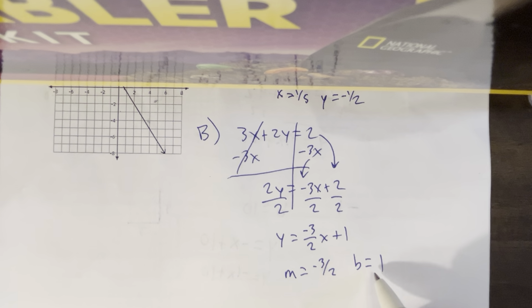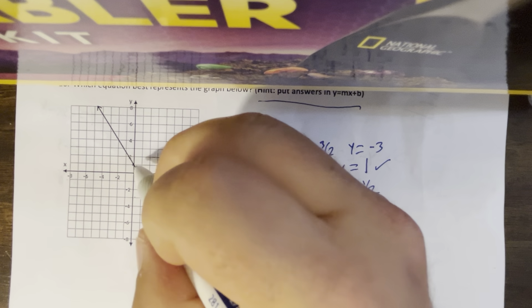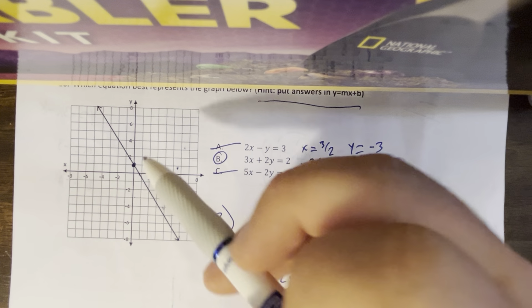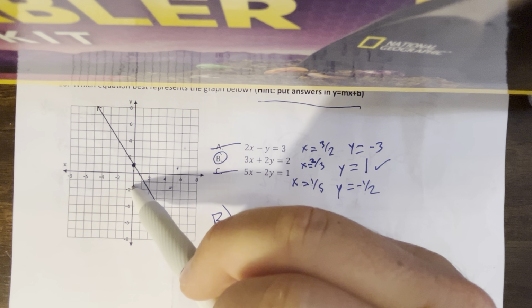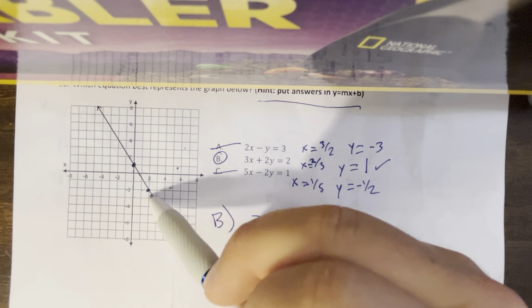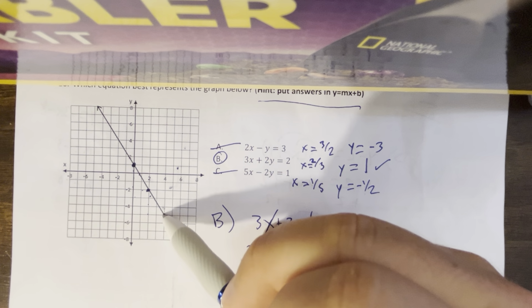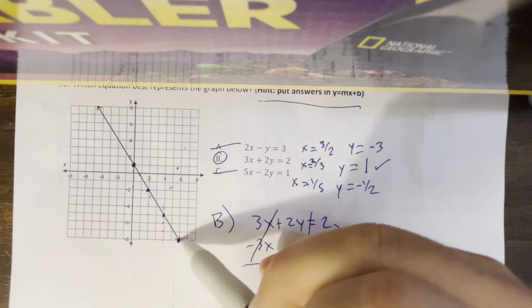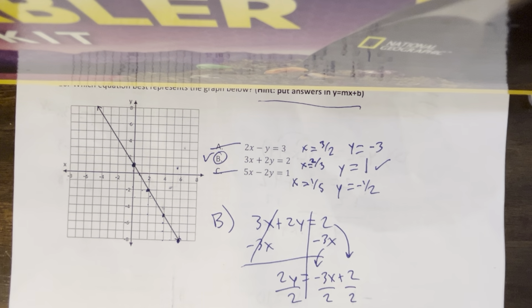So we can check that. It should start at 1 and have a slope going down 3, right 2, down 3, right 2. And so let's check it. It starts at 1, and let's see if it goes down 3, right 2. 1, 2, 3, 1, 2. It does check. B is the right answer. And that completes our review. And so let me know if there's anything else I can do to help.